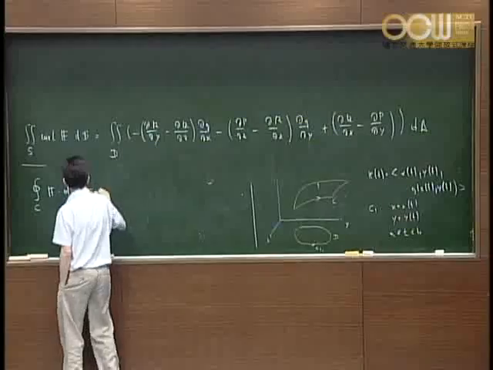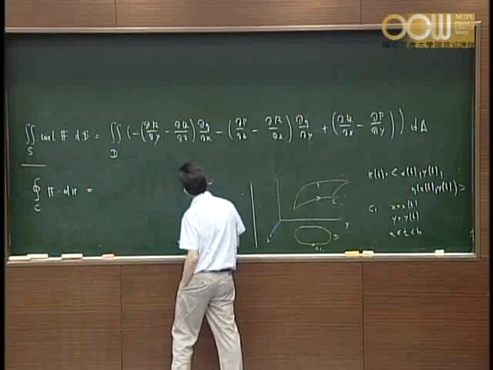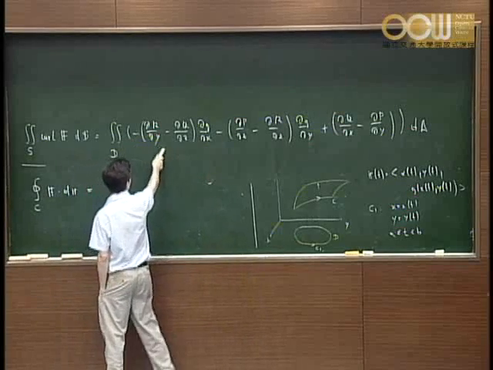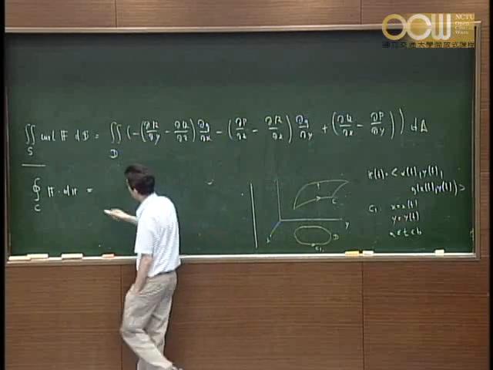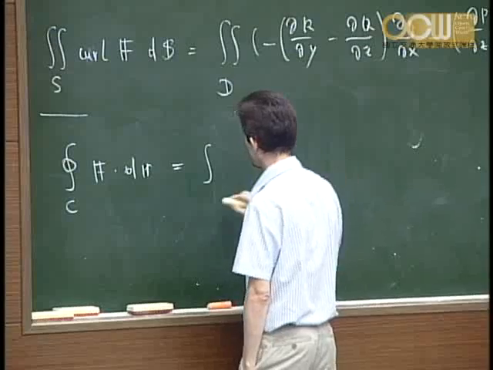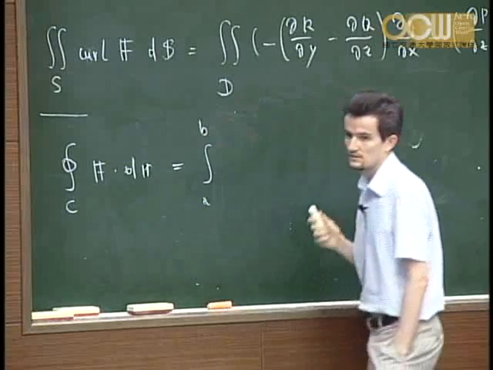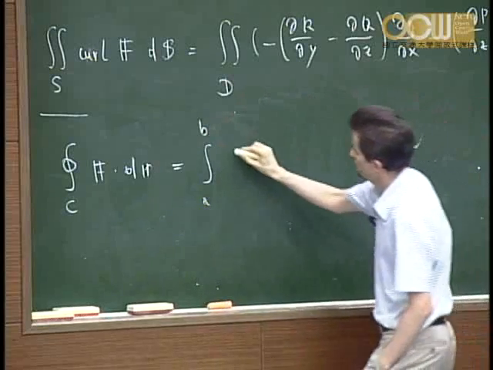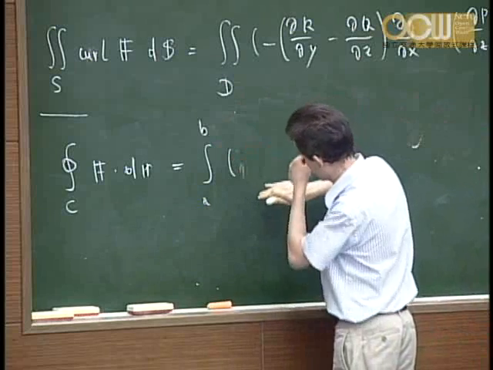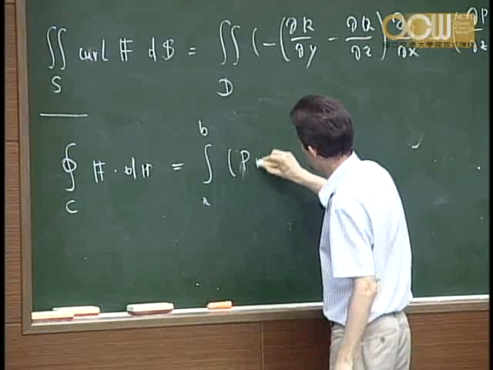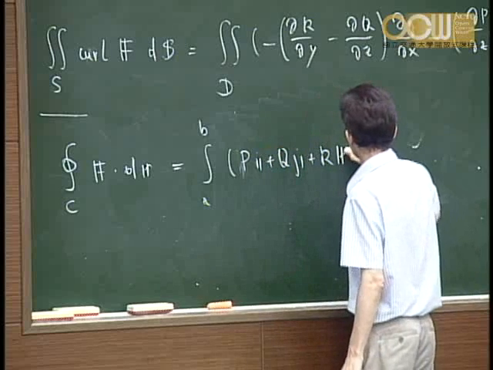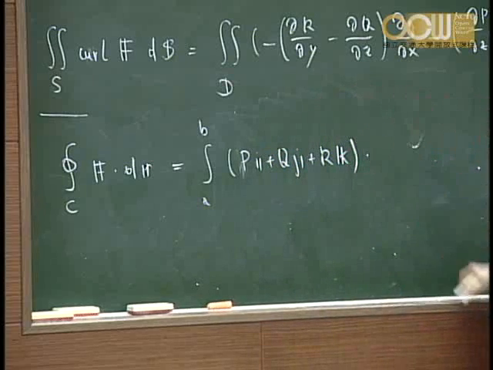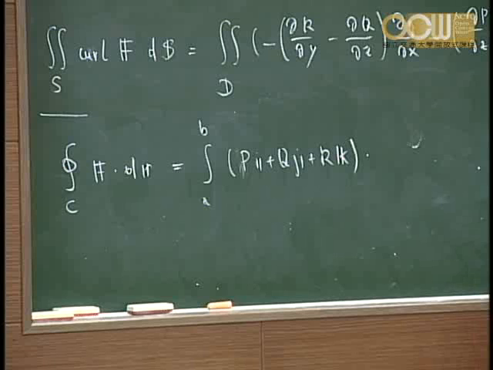Okay, so we assume that f, this we have already here, so f has the component fields p, q, and r. So what we have here is the integral, where t goes from a to b, of f, which is pi plus qj plus rk, times, and here I have to multiply with the derivative of this one.